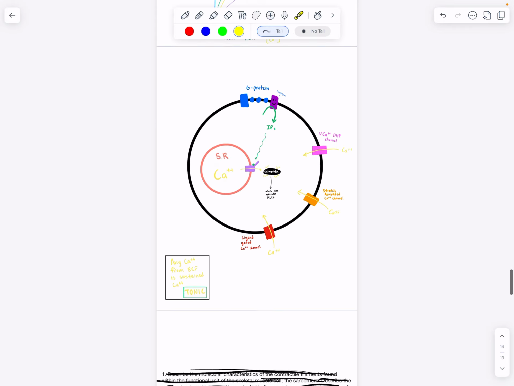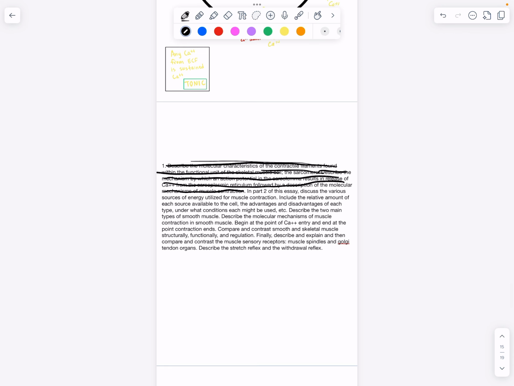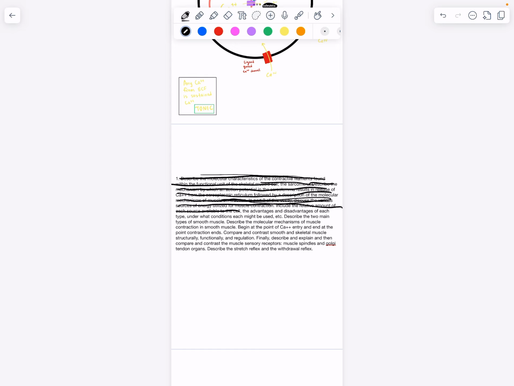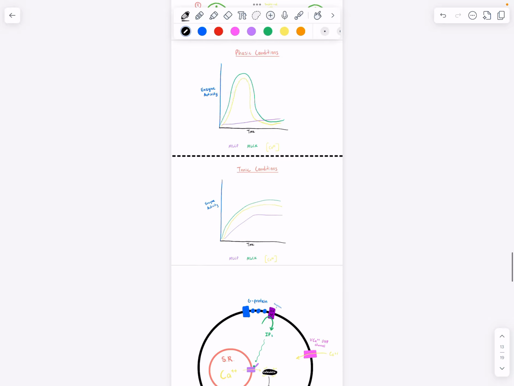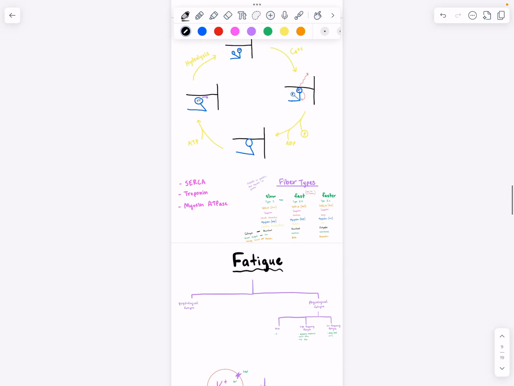So let me go mark some things off, make sure we're getting everything. The various sources of energy, relative amount of each source in the cell. Let's see. Advantages and disadvantages of each type, under what condition might be. Okay. So yeah, we talked about the different conditions.